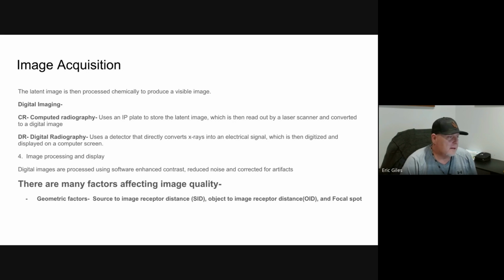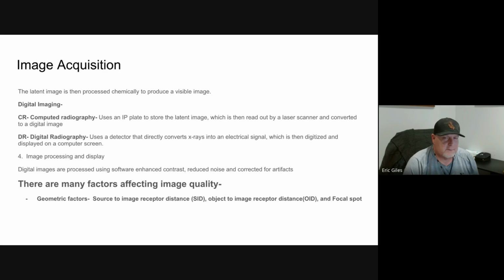The advantages of that is image processing and display. It's immediate. There's no processing chemicals or anything like that. It just pops up there on the screen, and if you've got enough density and enough information, you can manipulate that picture and make it look how you want it to look. So we'll talk a little bit more about that a little bit later today.